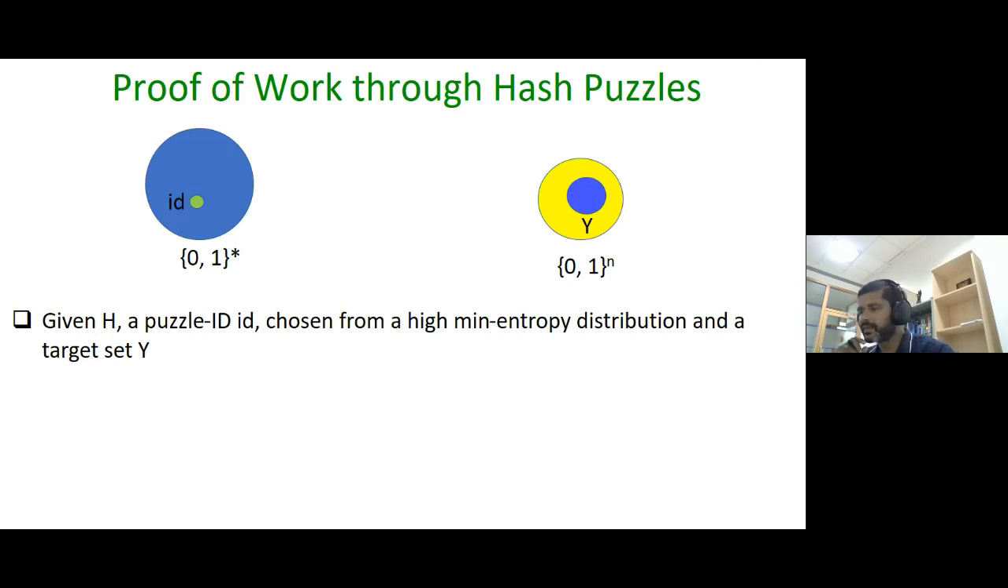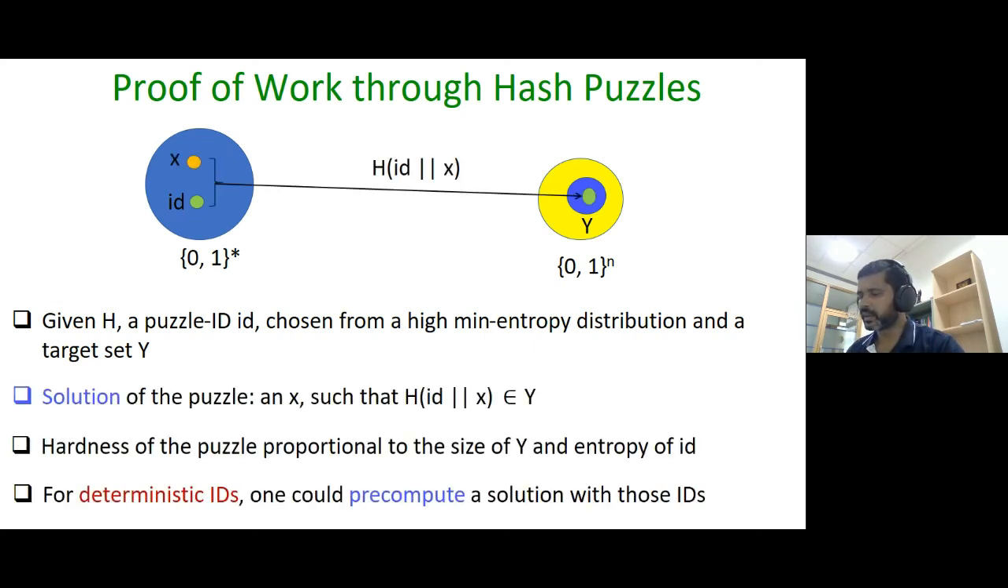Let's directly go to how exactly the proof of work is instantiated through hash puzzles in the context of blockchain. Let me quickly recall what exactly hash puzzles were. An instance of a hash puzzle consists of a random ID, a random binary string, and you will be given a target set Y. The solution for the hash puzzle will be a binary string X, such that when you hash the puzzle instance with this input X, the output belongs to this target set Y.